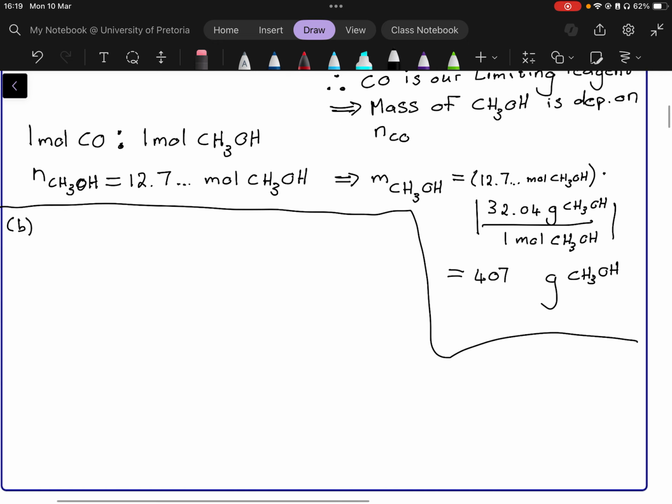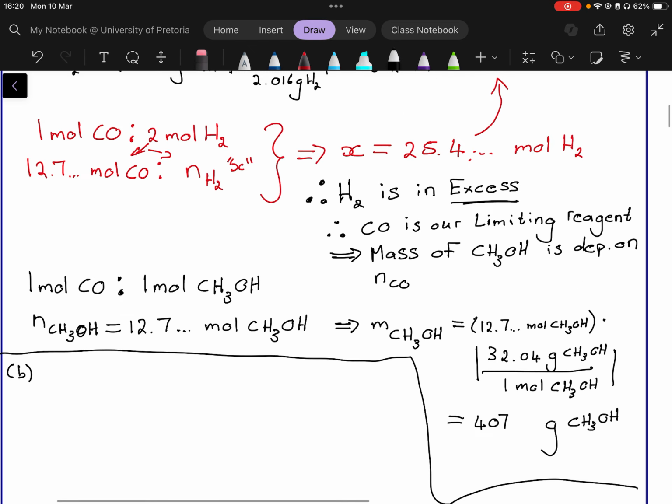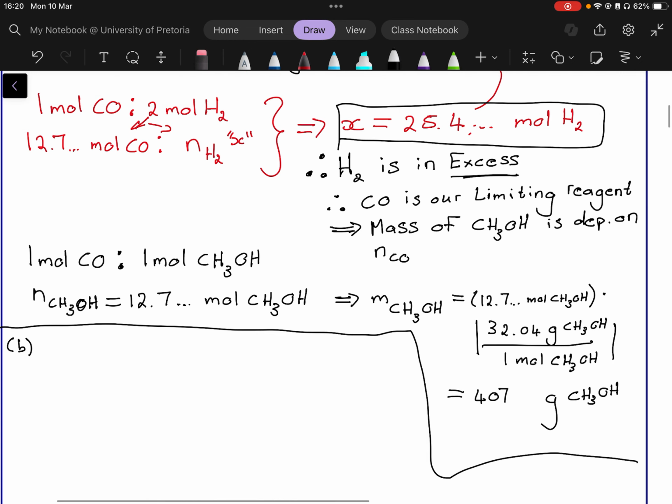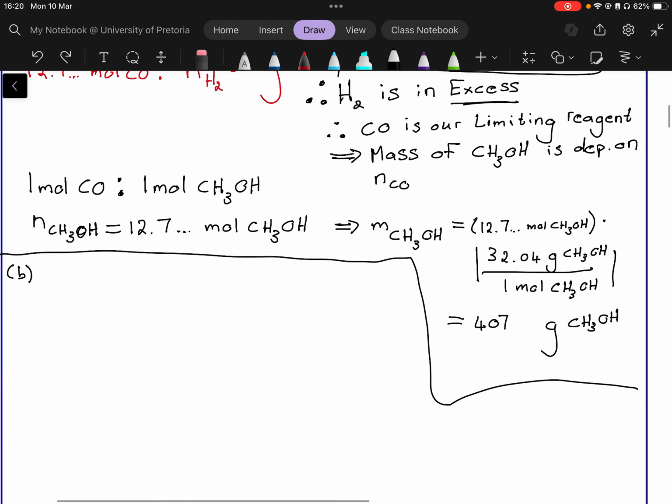That's actually what we're trying to determine. So first we must find the mass of H2 required to react with our limiting reagent. We already know the number of moles of H2 that is required to react with the limiting reagent. We've determined that already, so we can just immediately calculate the mass of H2 required.